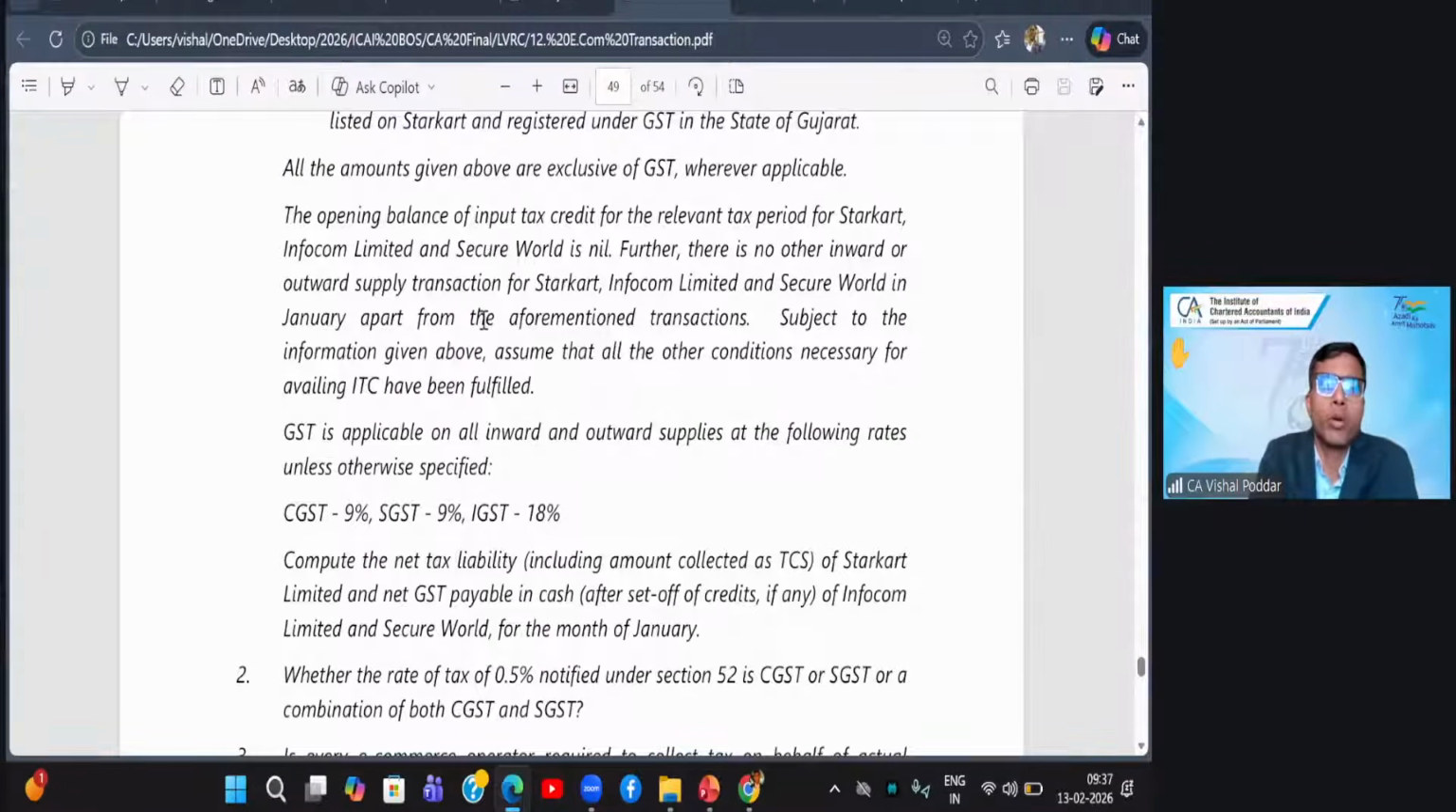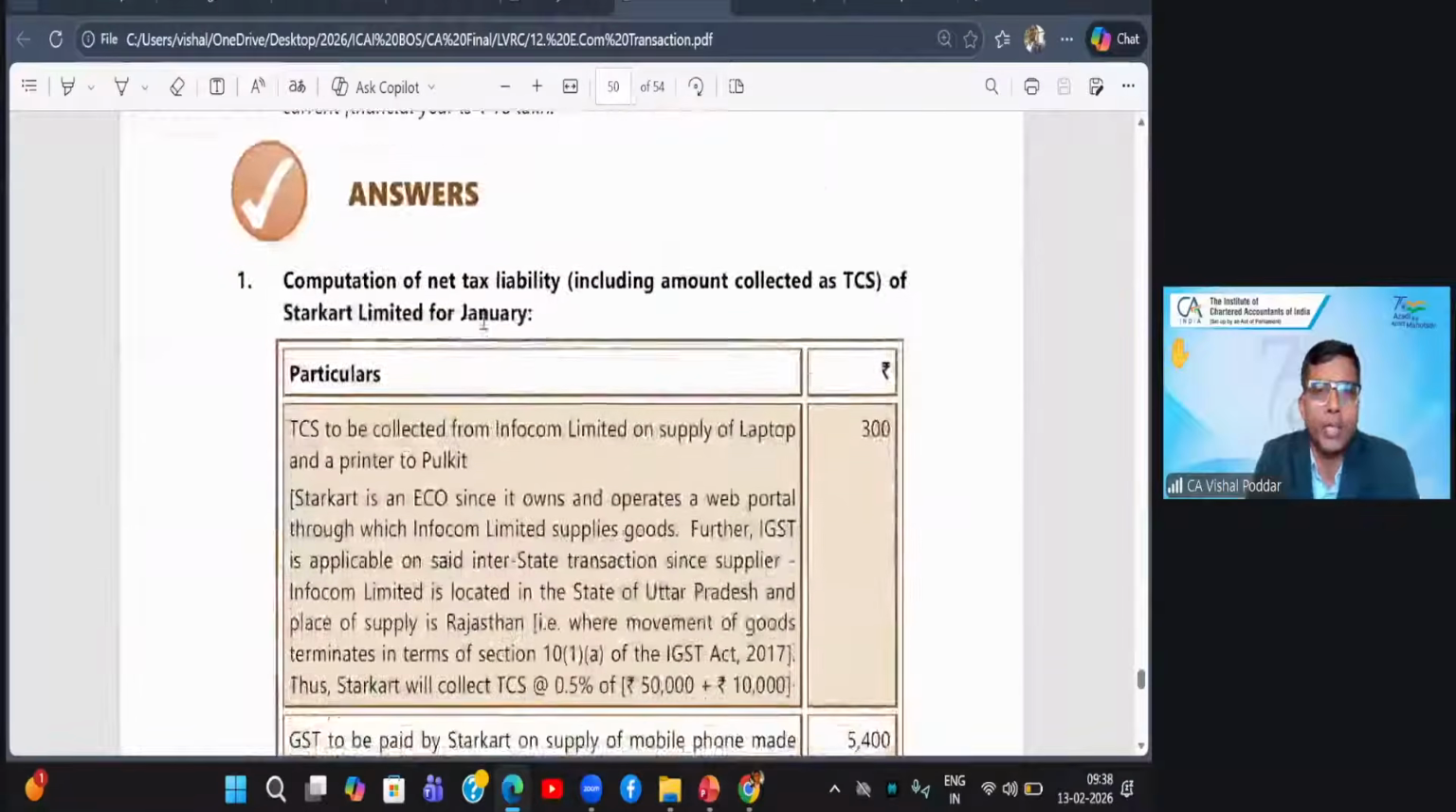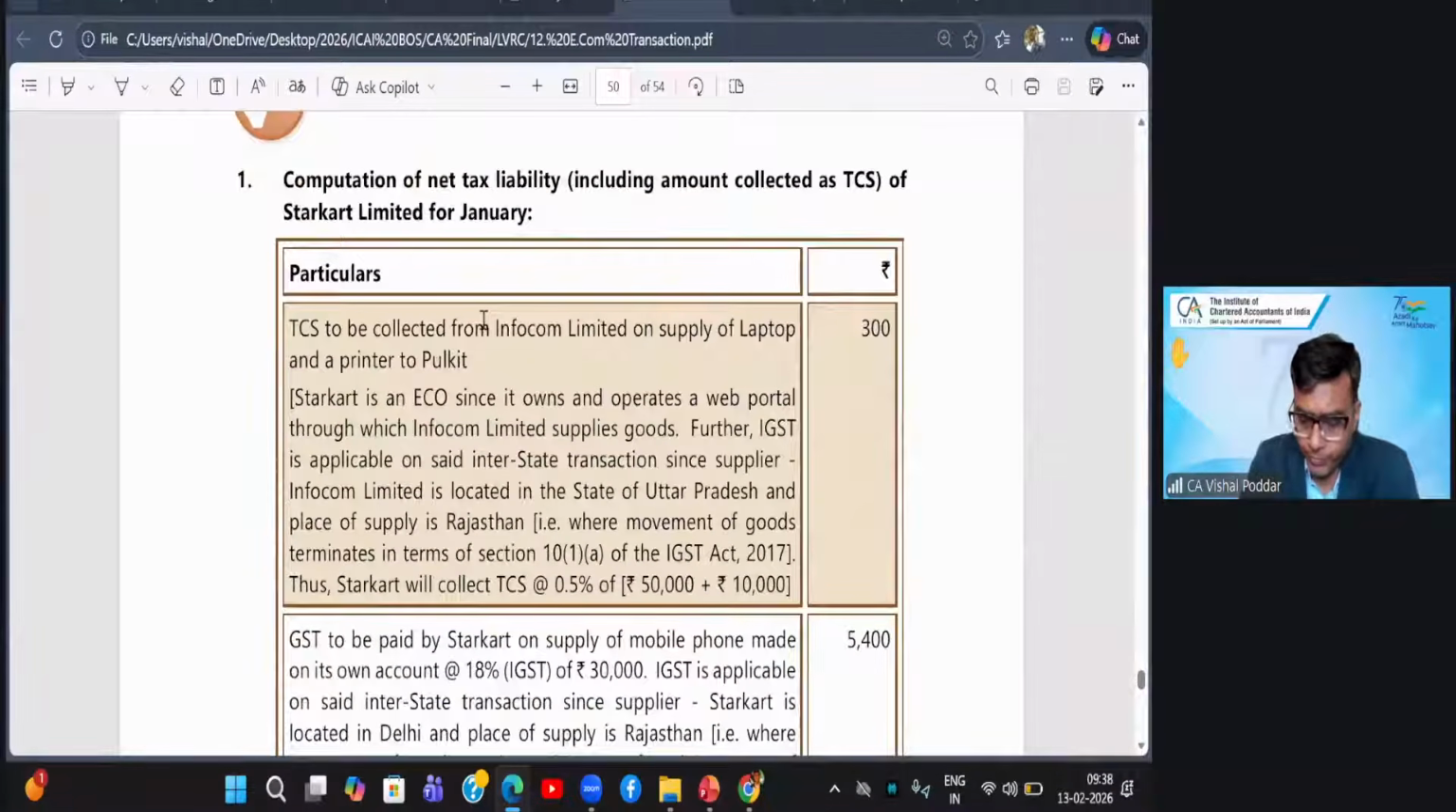So simple, we have to compute tax liability. Now in this case, Starcart has two types of tax liability. One, on the sale of its own goods, it has to discharge GST. And on the sale of other person's goods, it has to discharge TCS. So let us see, read.